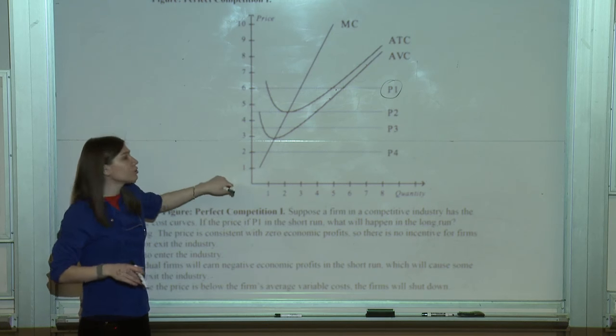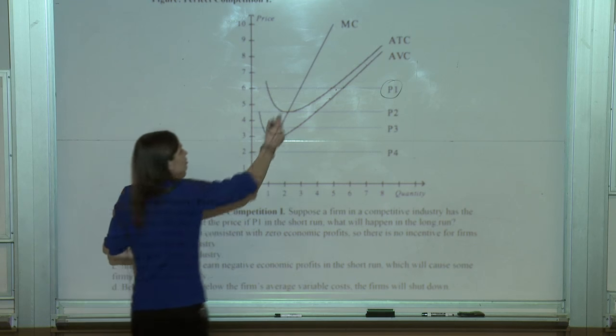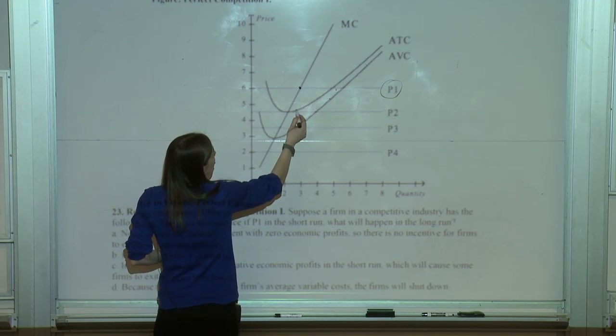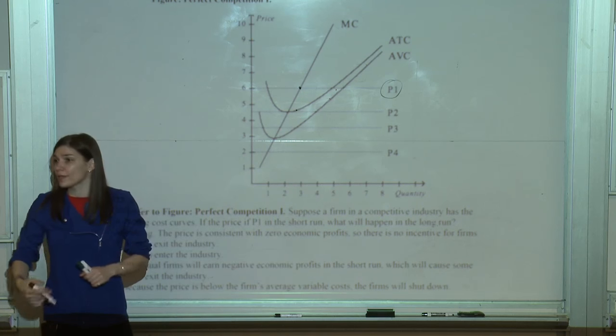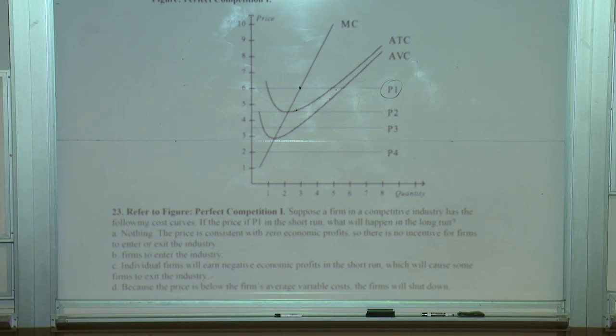Right, this is perfect competition. We know the rule is price equals marginal cost. So they're here. That means they're producing at a price above average total cost. So they're making a profit. And what's going to happen in the long run in that case, because it's perfect competition? Firms will enter the industry. B. And that's it.